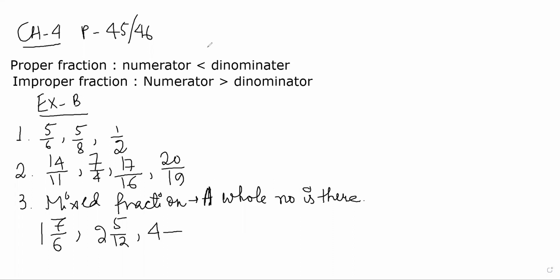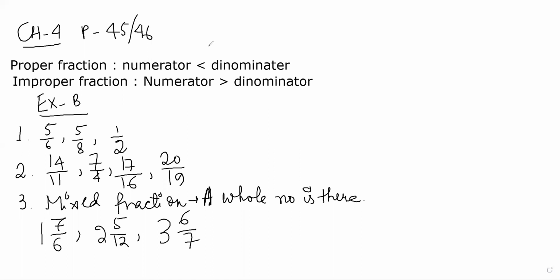4 whole 5 by 3. This number is given wrong because 5 by 3 can be reduced again. So don't write this. Better not to write this. Please cut that option from the book. Next is 3 whole 6 by 7. These are the mixed fractions.